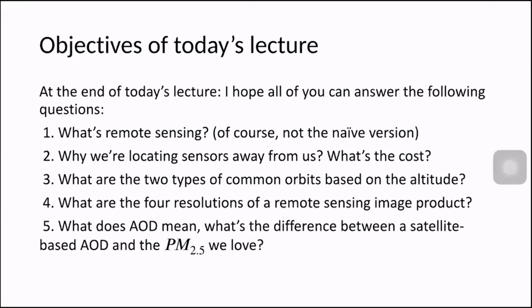Why are we doing that? Why don't we put them as close as possible? At what cost? How much? You don't need to know the exact cost. You just need to know the general idea. And what are the two types of orbits based on altitude? What are the four resolutions of remote sensing image? What does AOD mean? What's the difference between satellite-based AOD and PM2.5 level?